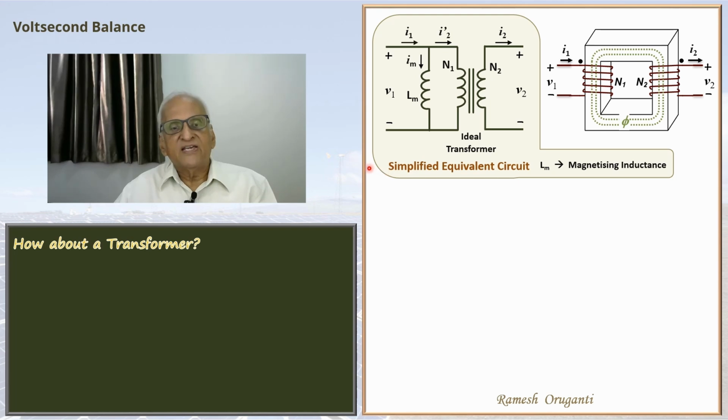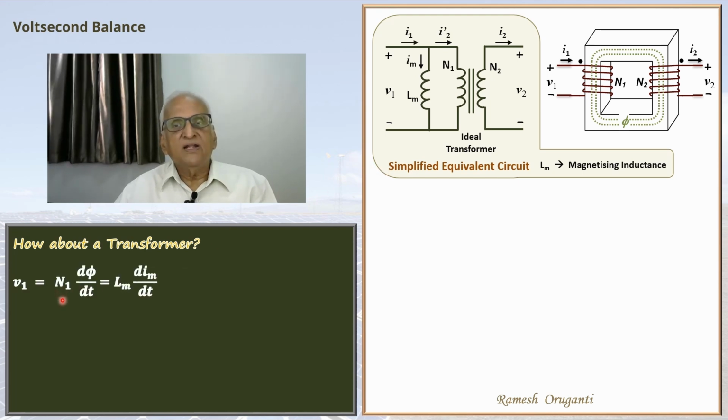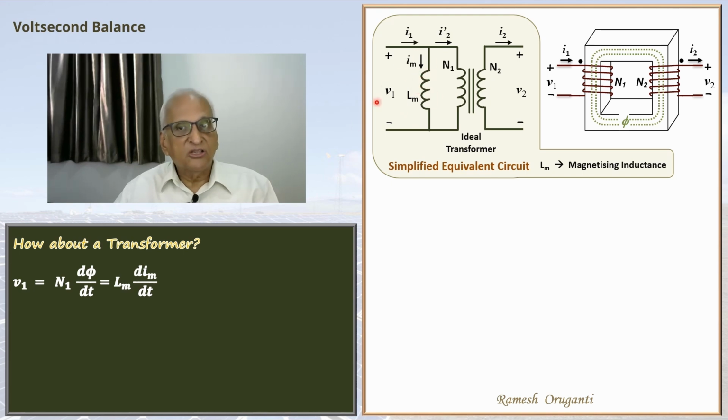So I can write the Faraday's law. V1, which is the applied voltage, is N1 d phi by dt. N1 is the number of turns, phi is the flux in the core. That is equal to Lm, the magnetizing inductance, dIm, the magnetizing current, not the whole current, but the magnetizing current by dt. Voltsecond balance will follow. The integral V1 dt between 0 and t will be 0.